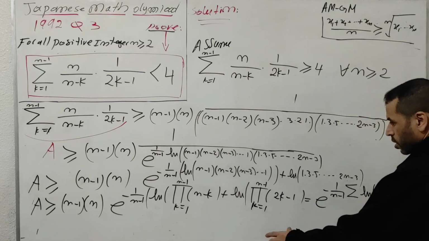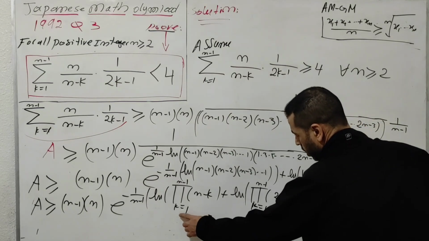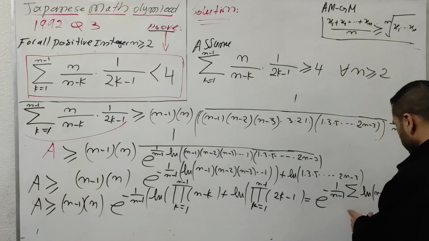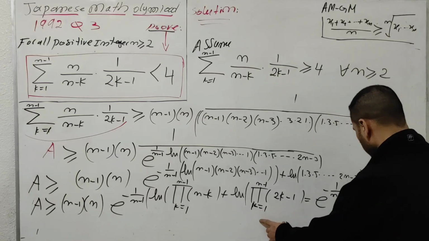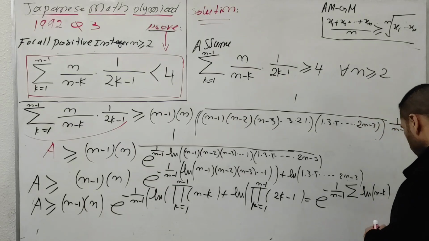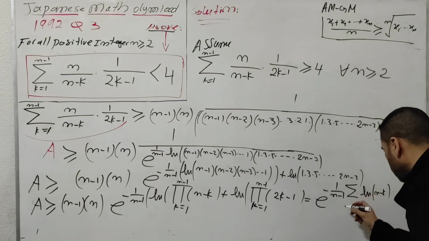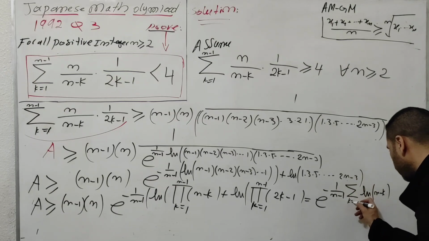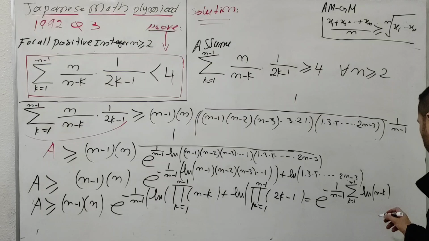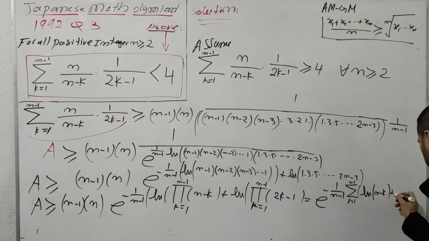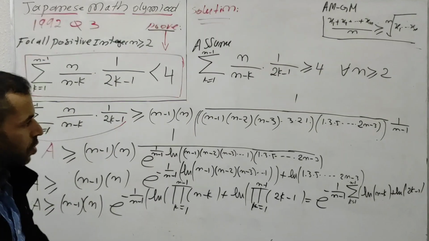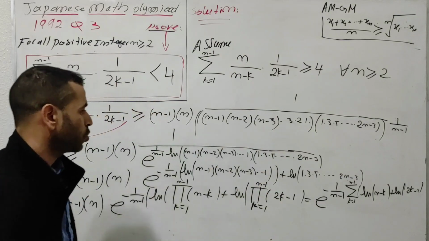Since both terms have the same range, k goes from 1 to n minus 1 for both of them, so I'm going to put the sum notation as a common factor for the two terms. I will get e to the minus 1 over n minus 1 multiplied by the sum, as k goes from 1 to n minus 1, of natural log of n minus k plus natural log of 2k minus 1. Okay, I'm going to bring this one at the top and continue with our problem.